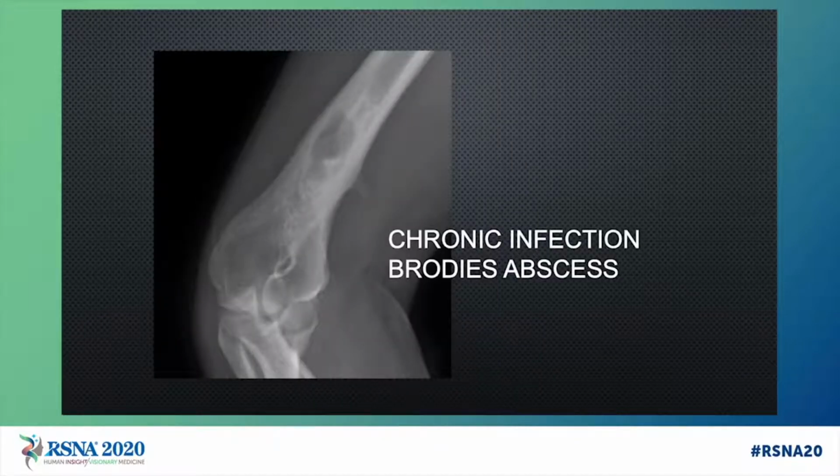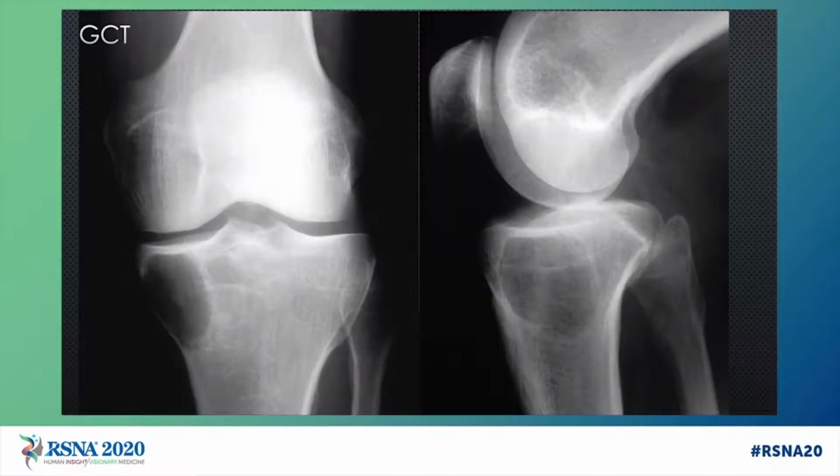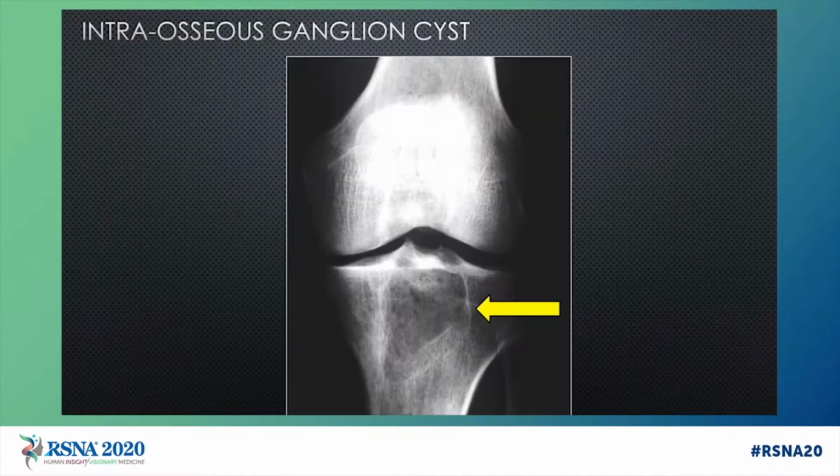Here is an example of Brodie's abscess, more spherical this time, but also with reactive margins. Compare that to giant cell tumors, which have a more inert margin, well-defined without sclerosis fading out. And also compare this with an intraosseous ganglion, which has a thin white line as a margin, also not fading out.